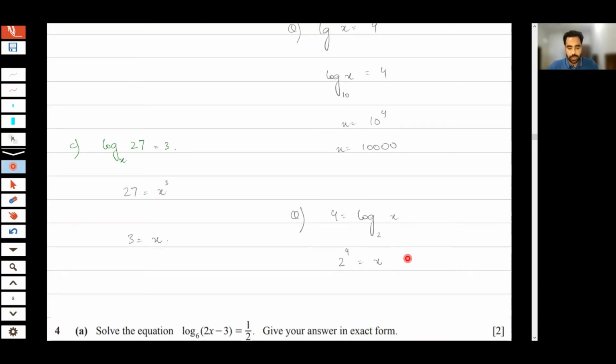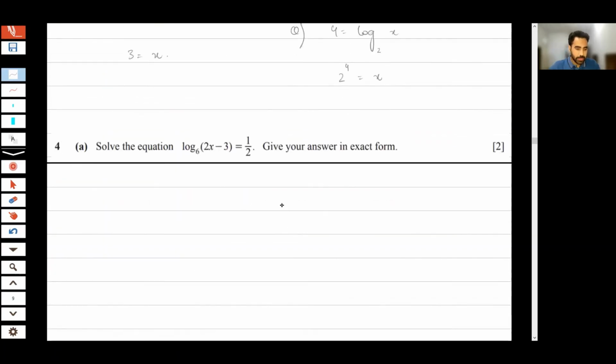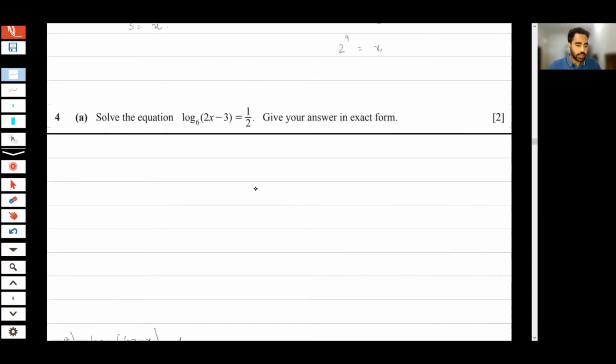The x would equal 2 to the power 4, which is equal to 16. Now I have a question from the past papers. Again, I have to solve and give the value of x. So I have log (2x minus 3) base 6 equals to half.